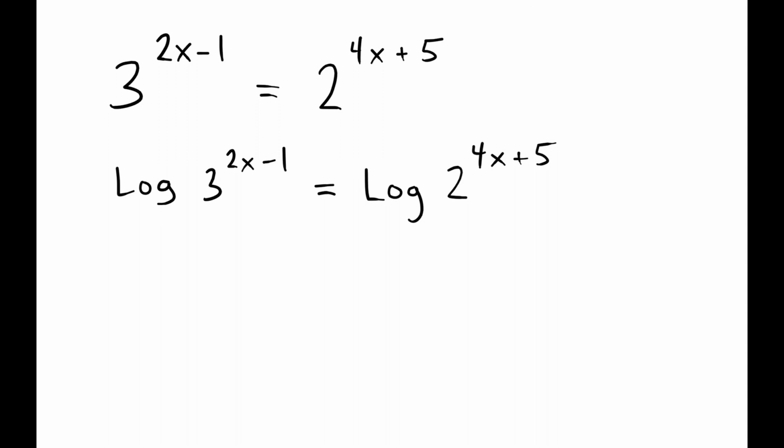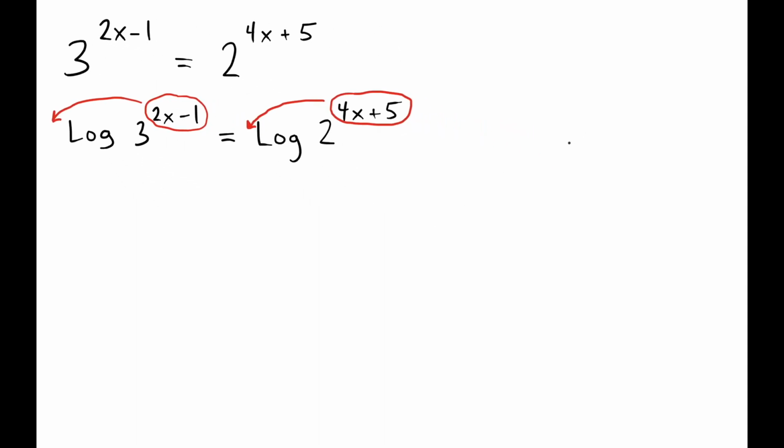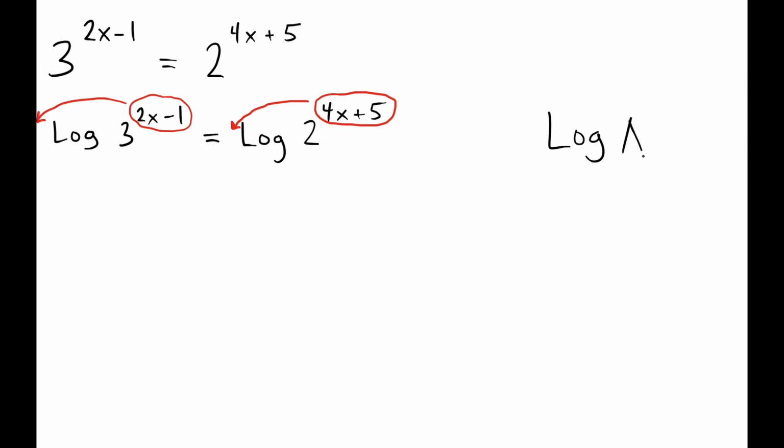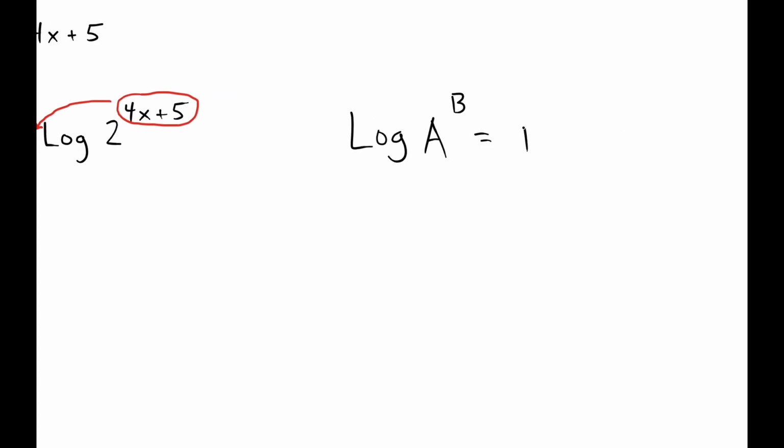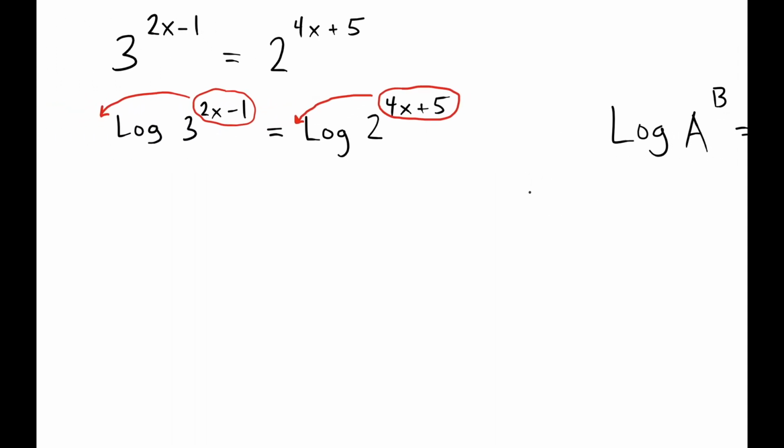After taking a log of both sides, the exponent can be brought down in front of the log. The reason why this is possible is we always have this identity. Whenever we have a log of one thing raised to another, we can rewrite this as the exponent times the log of that first thing. That's the identity that I'm going to use here.